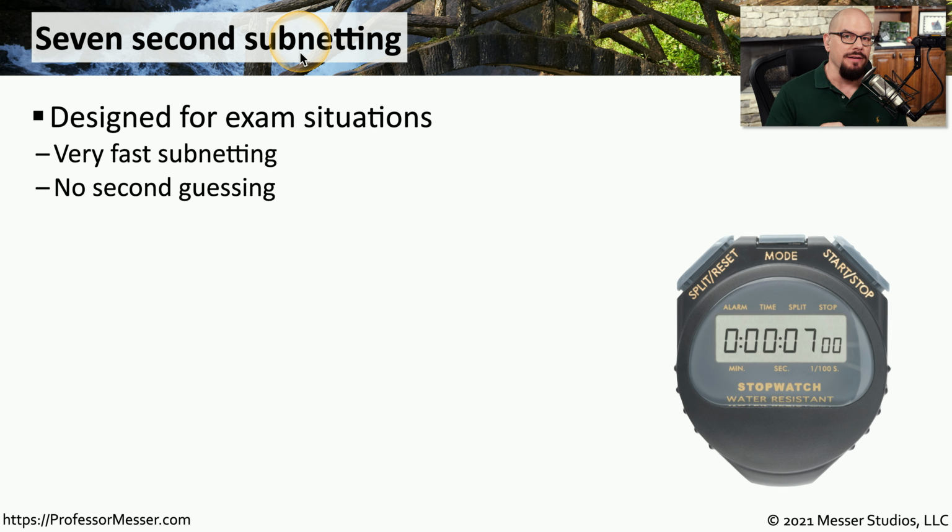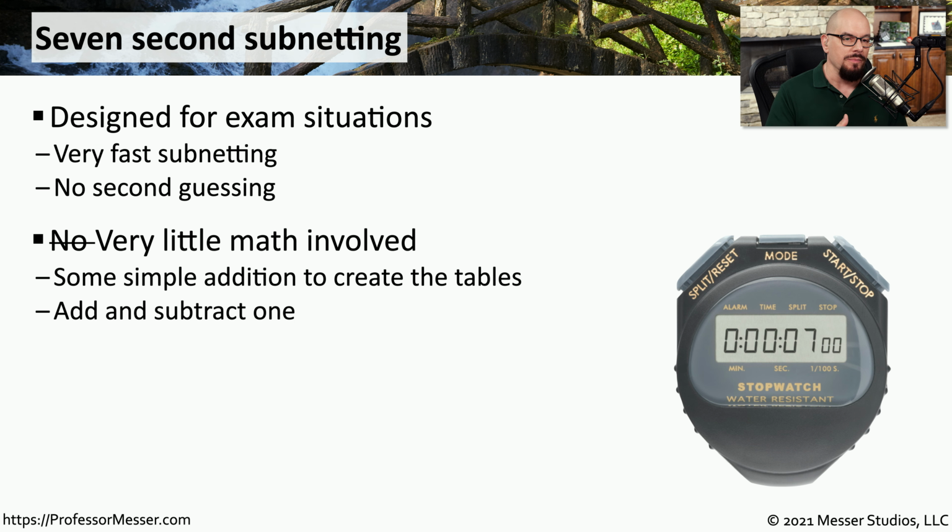You're able to subnet very quickly, and you don't have to perform a lot of mathematics to confuse things while you're trying to perform these calculations. In fact, there's almost no math involved other than adding one and subtracting one. The first thing you would have to do is to create the tables, and then once the tables are created, all of the subnetting refers back to values within those tables.